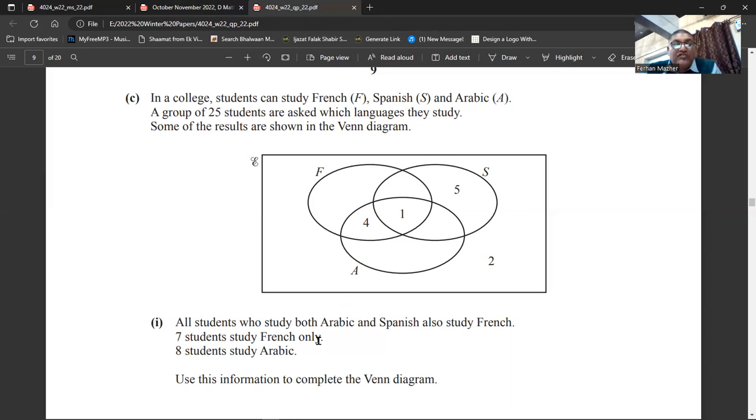Okay, use this information to complete. He says 8 students study Arabic. So 4, 1, and 0. So this is 4 and 1, that is 5, plus 3. So here you will write 3. And the total students are 25, so from 25 subtract this 7, 4, 1, 3, 0, and 5, and this 2, and you will get a number here.